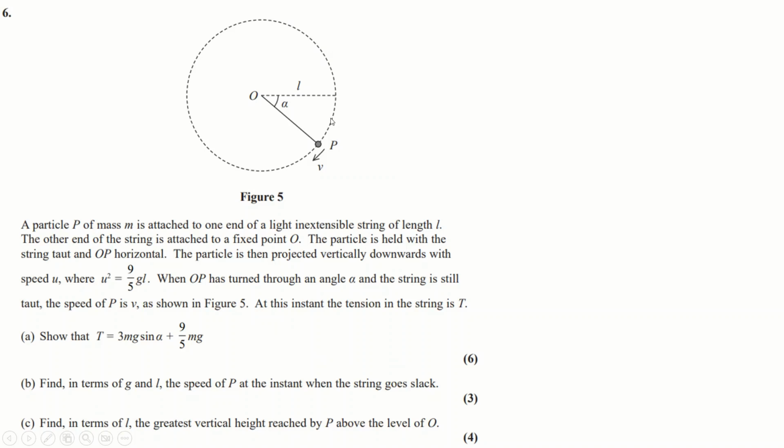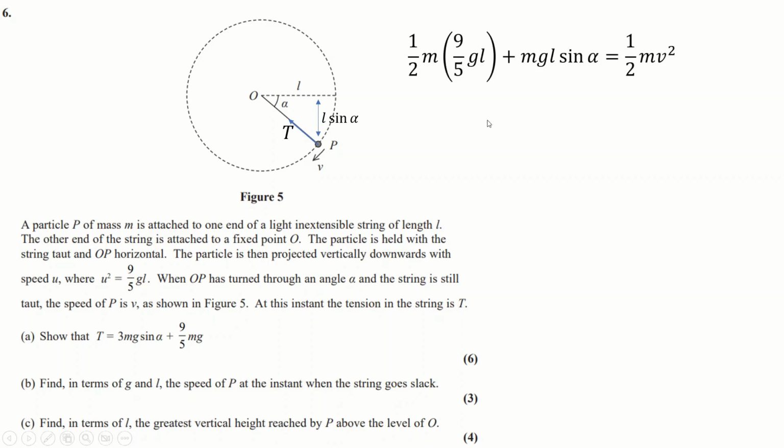Question 6 then, another circular motion question, although it's slightly different because it's going around a vertical plane rather than horizontal. This is a slightly different question. Show that the tension in the string is this. So firstly, you've got tension there, and we've got a few other things going on. This distance here, well, that length is L, and this is opposite the angle, so this is going to be L sine alpha, which is going to be very relevant.